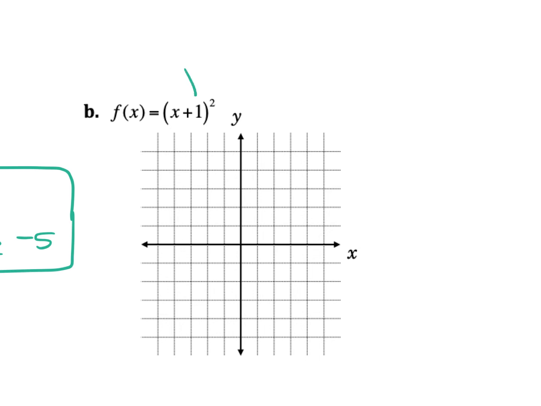Where are we shifting for a +1 inside the parentheses squared? We're going left 1 unit, right? So if I shift 1 left, I'm here. What's your A value? A is 1. Okay, that means you may do one shift of a slope of 1. So we're going to go up 1 over 1 to the right, up 1 over 1 to the left. So what is a good number? What's a good number to plug in for X?